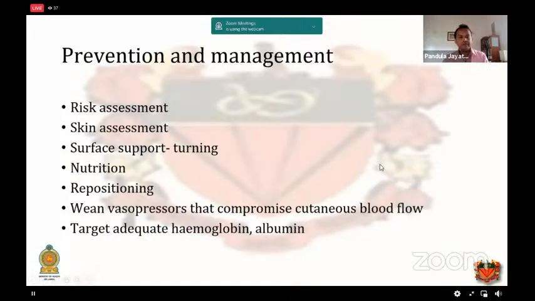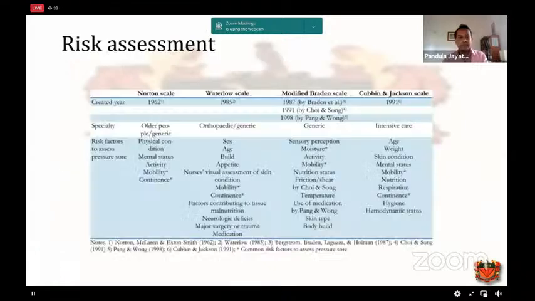So how to prevent bed sores? Risk assessment, skin assessment, surface support, turning, nutrition, repositioning, weaning vasopressors as early as possible, and we have to optimize the nutrition, targeting hemoglobin and albumin levels.